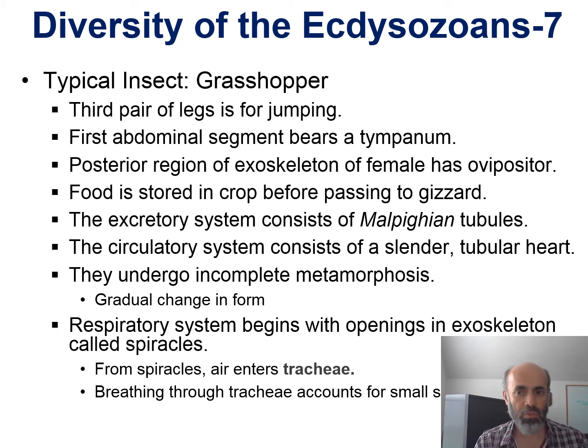organisms. This is the grasshopper, which we dissected in the lab. It has 3 pairs of legs for jumping. The last pair of legs, the third pair, is very muscular and much enlarged compared to the other 2 pairs of legs. They bear a tympanum, which is a sensitive organ for catching sound waves.